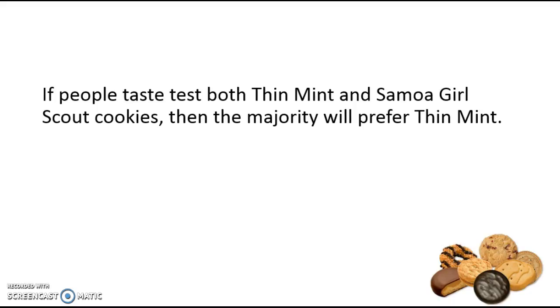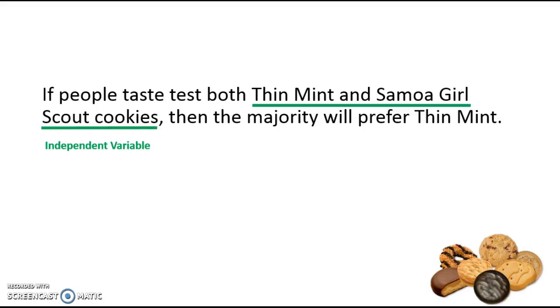Let's look at our hypothesis again. If people taste test both Thin Mint and Samoa Girl Scout cookies, then the majority will prefer Thin Mint. So in the if part, we have people taste test both Thin Mint and Samoa Girl Scout cookies. This contains a brief description of our design, which is more than just the independent variable. However, can you see what there does describe a manipulation or difference between the groups?